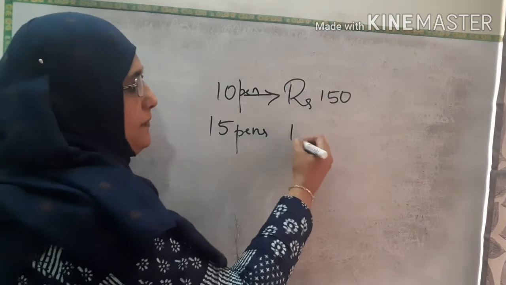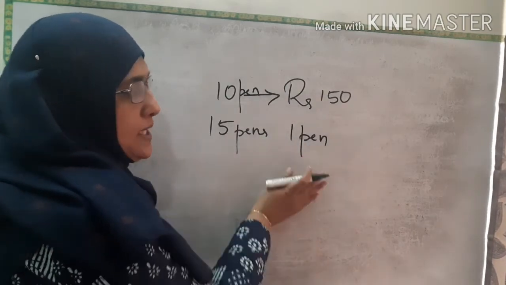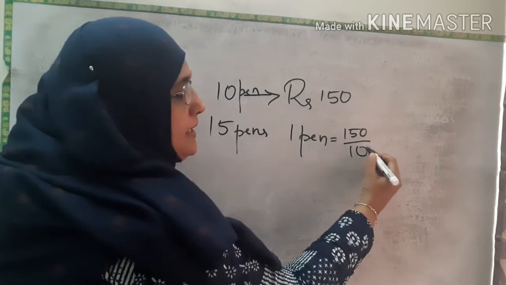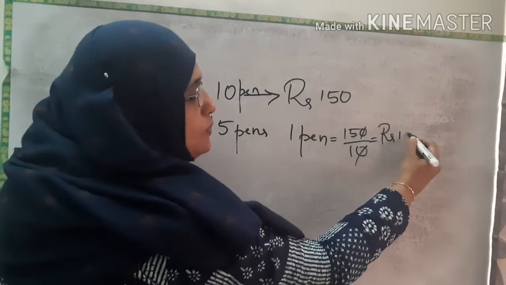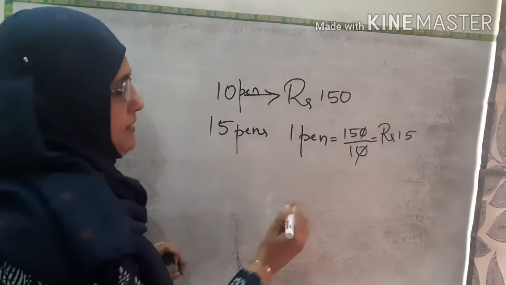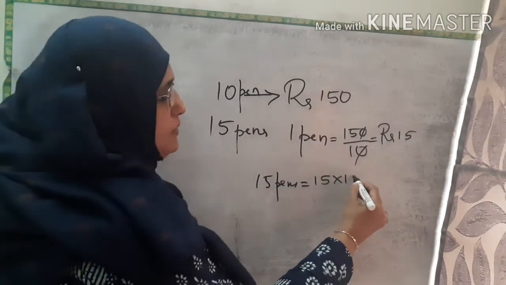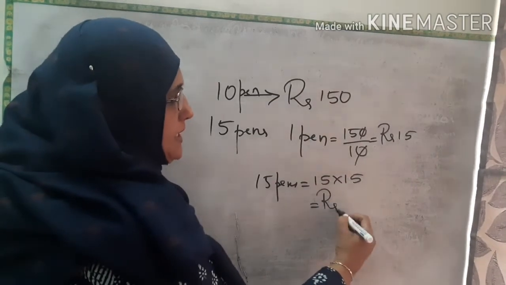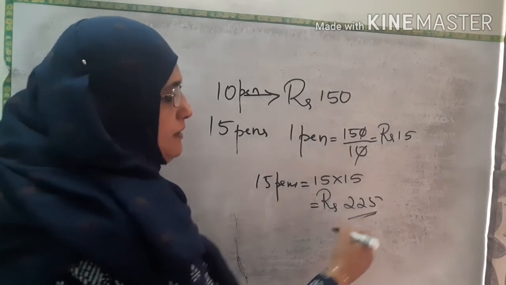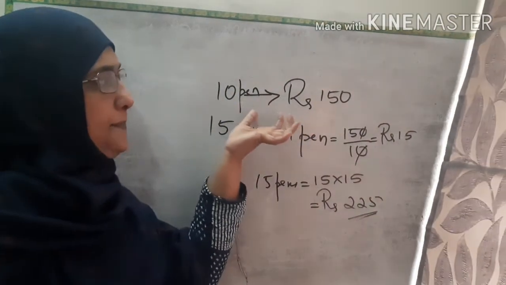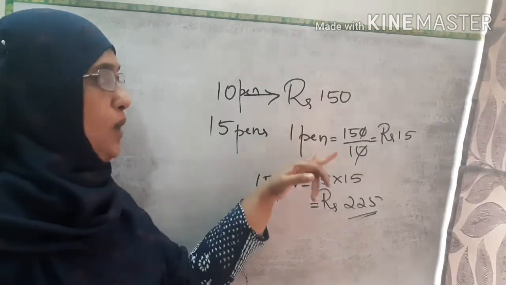So we can find the cost of 1 pen, isn't it? What is the cost of 1 pen? It is 150 divided by 10. That is 15 rupees for 1 pen. Then for 15 pens, it is 15 into 15, that is rupees 225. Okay.